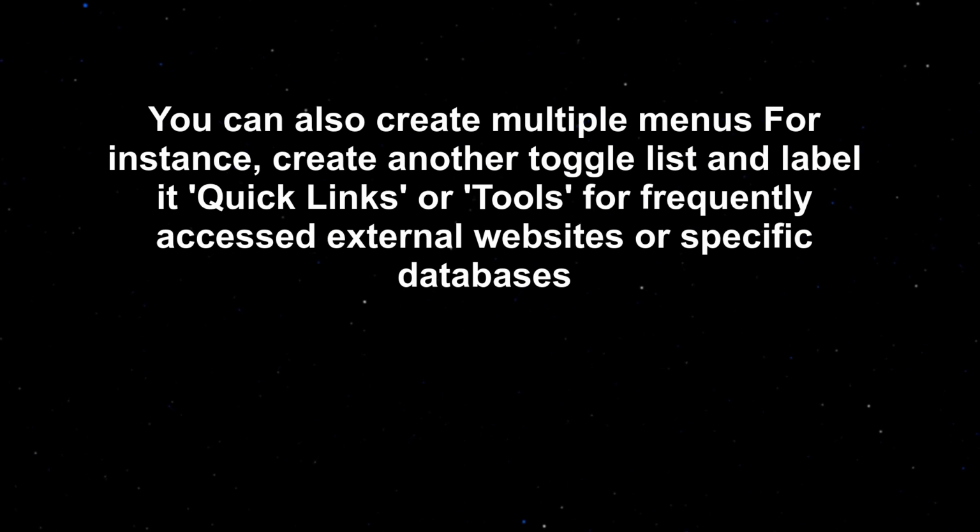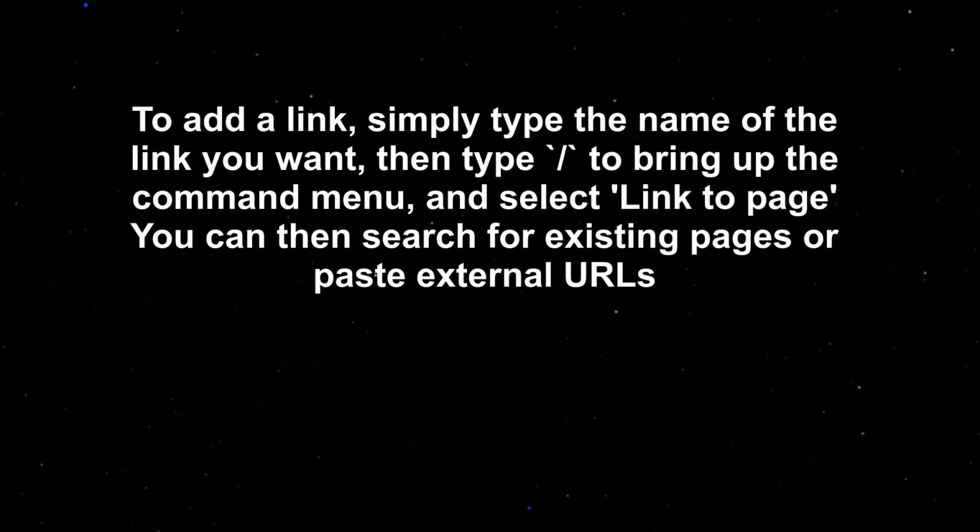For instance, create another toggle list and label it Quick Links or Tools for frequently accessed external websites or specific databases. To add a link, simply type the name of the link you want, then type slash to bring up the command menu, and select Link to Page. You can then search for existing pages or paste external URLs.